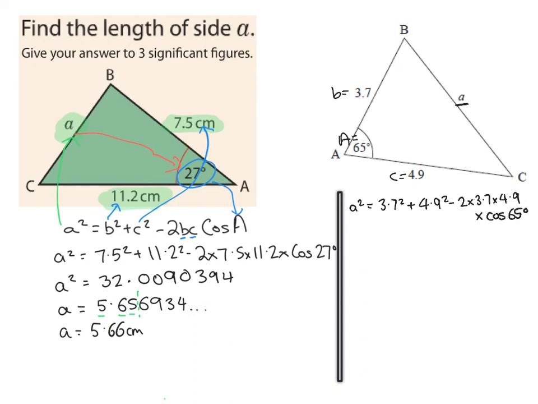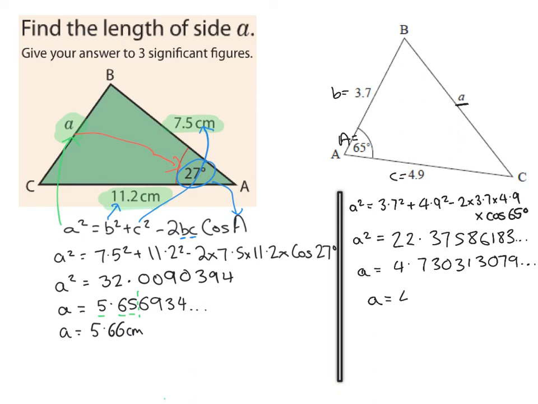Again, I can type this into my calculator, and I'll get that a squared is equal to 22.37586183, and on and on. Again, that's a squared, not a, so I need to square root my answer, and that will give me that a is equal to 4.7303130079. It doesn't tell me how to round this question, so I'll just round it to 2 decimal places. So that would be a is equal to 4.73. And that's all we need to do.